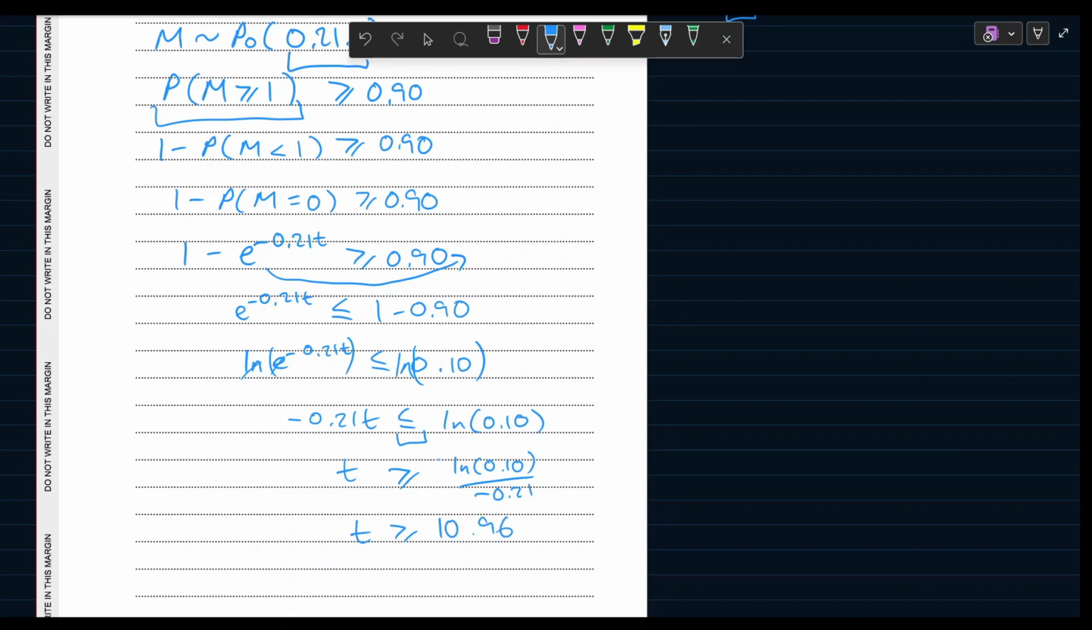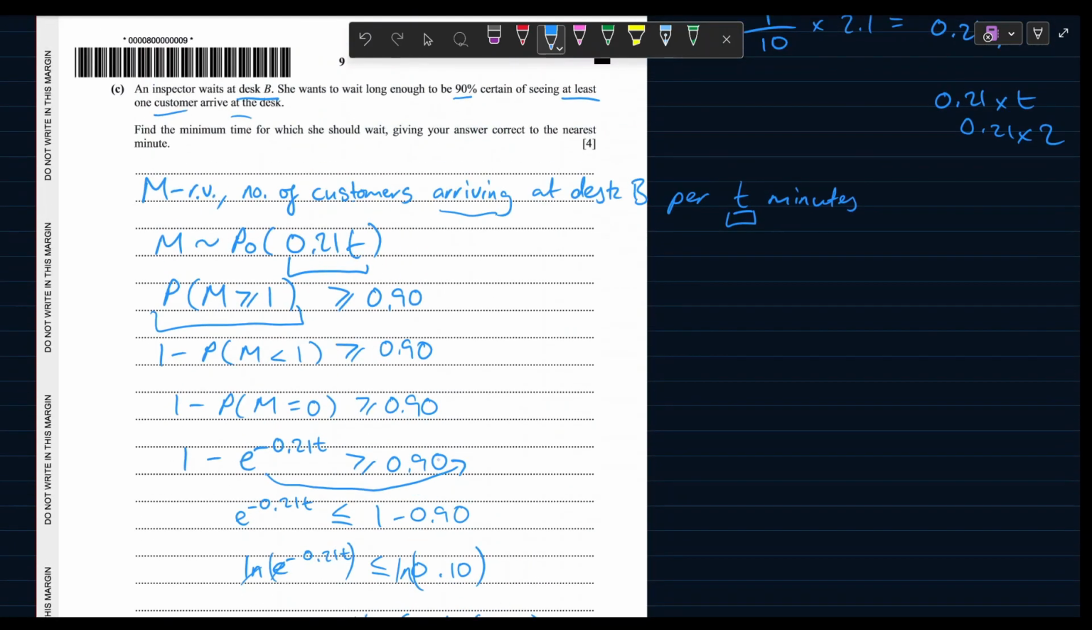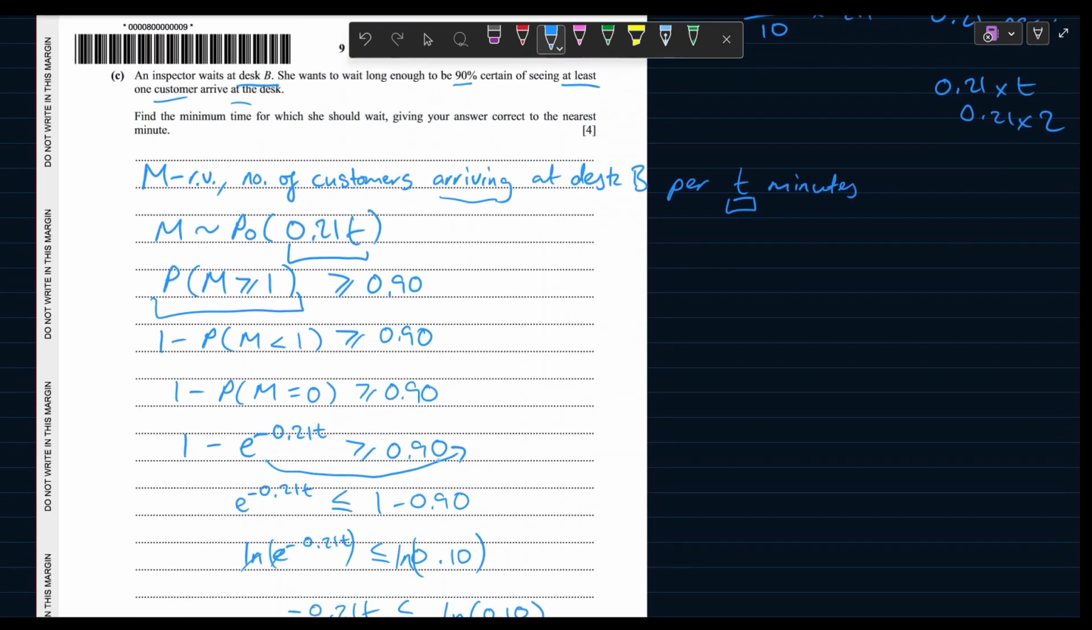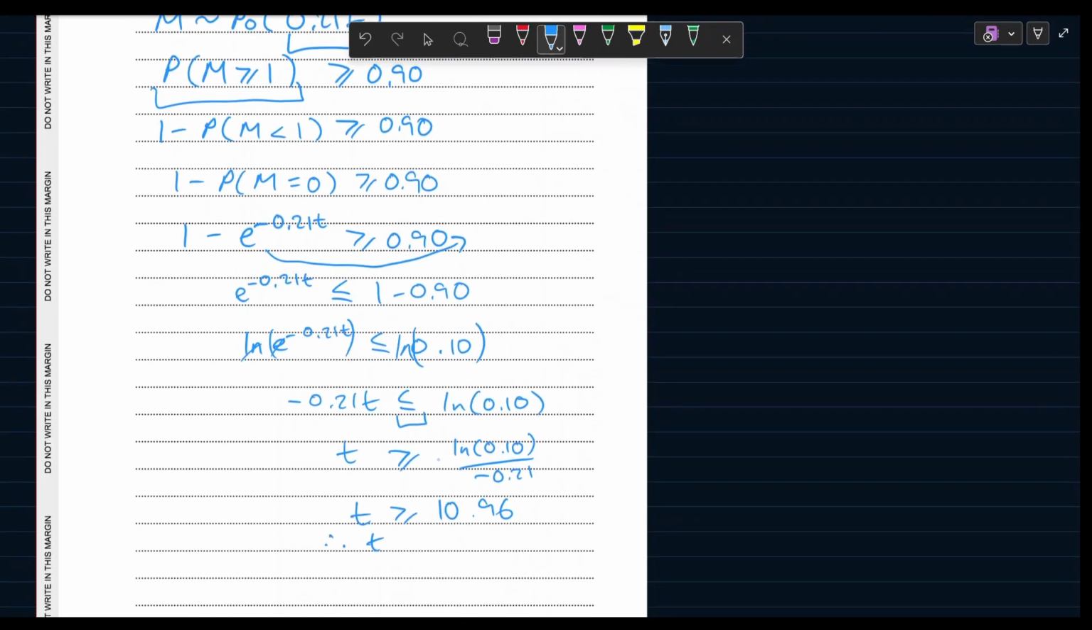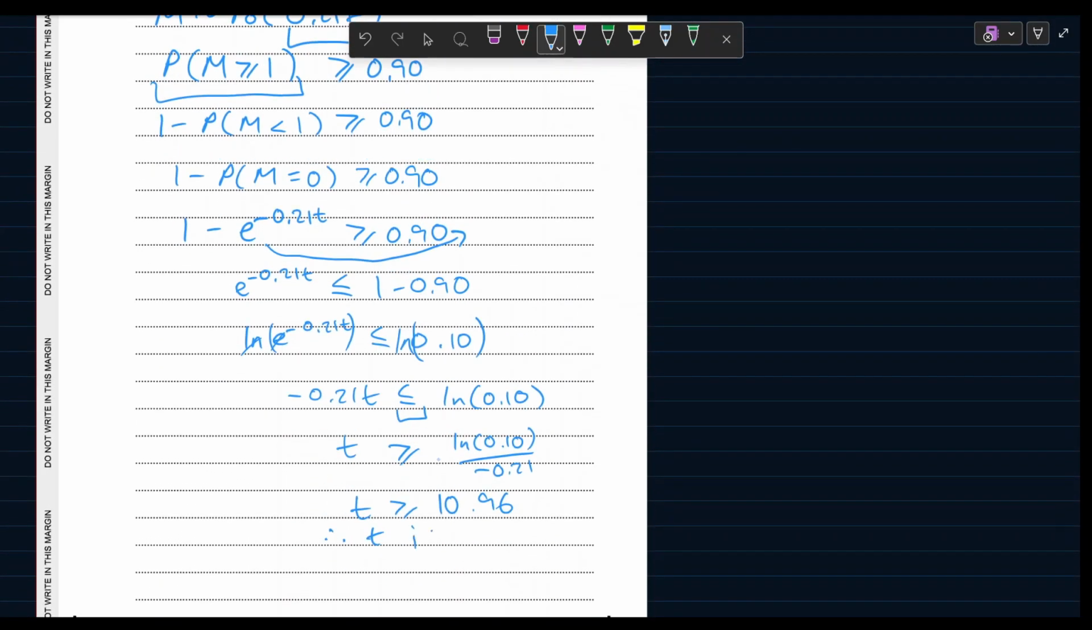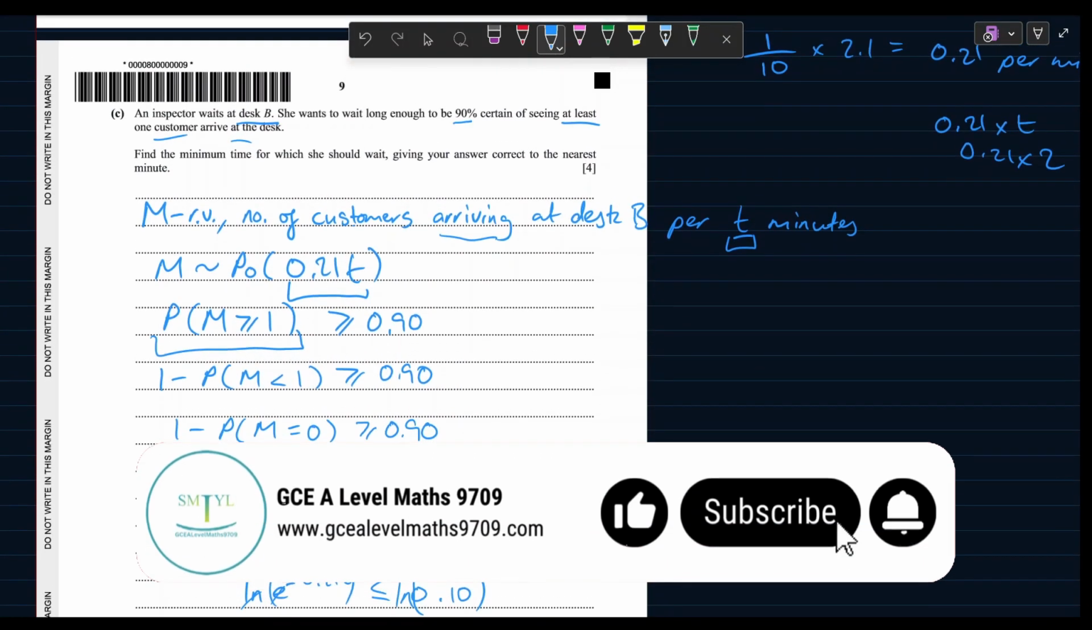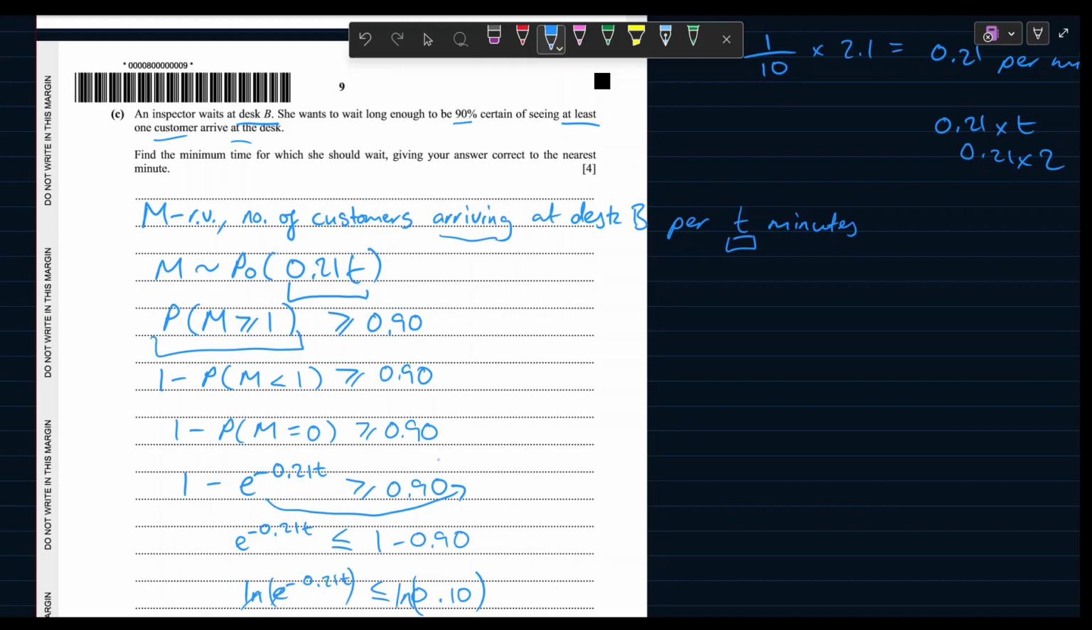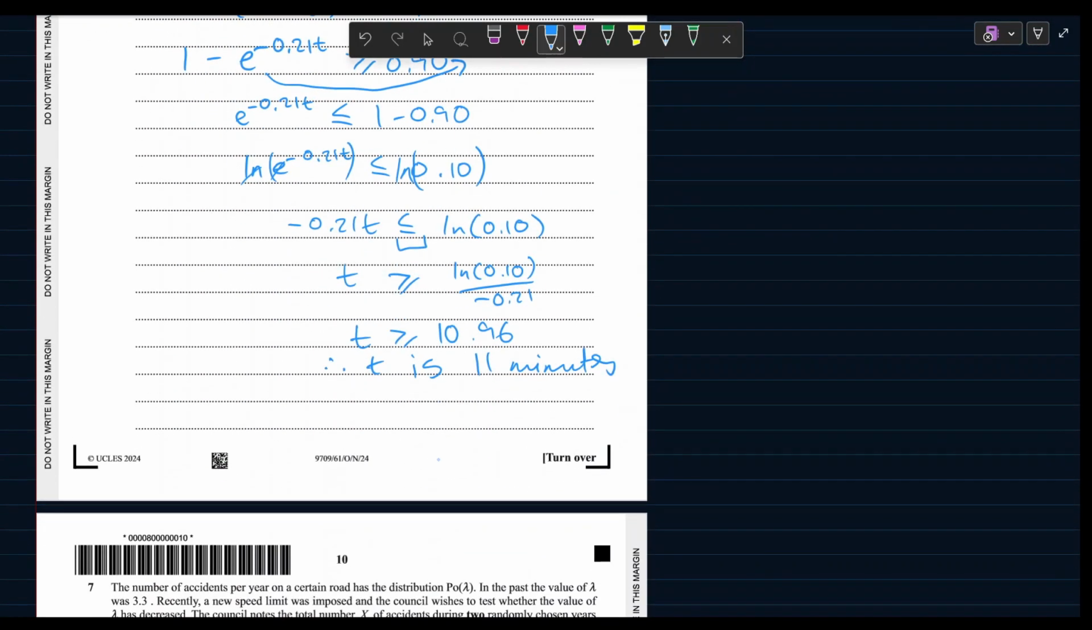And so the minimum value for t, t being an integer, the minimum time she would have to wait is going to be 11 minutes, right? T is 11 minutes. That's the minimum time she would have to wait to be 90% confident that one customer will arrive at desk B. So t is 11 minutes, and that's our final answer there.